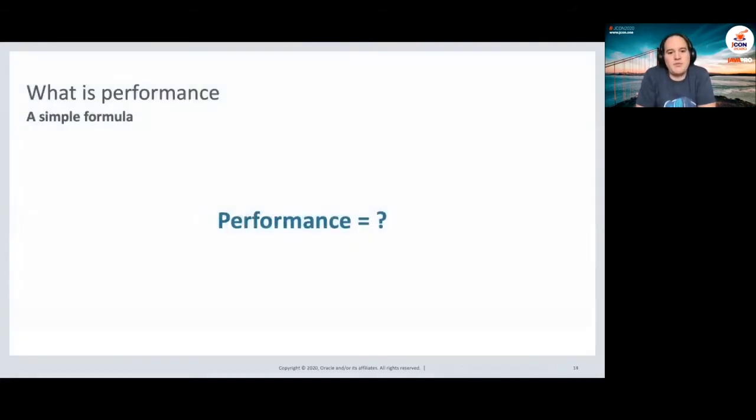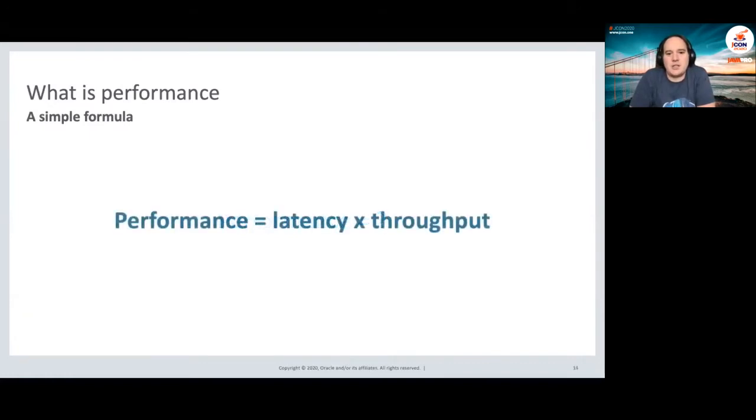So what is performance? I'm a very simplistic guy, so I came up with a simplistic formula to remember really easily. It really just comes down to this: performance is latency times throughput. That's essentially what it comes down to when you're talking about an overall system and you have performance criteria of how fast something has to happen.